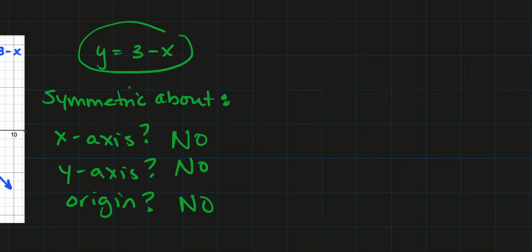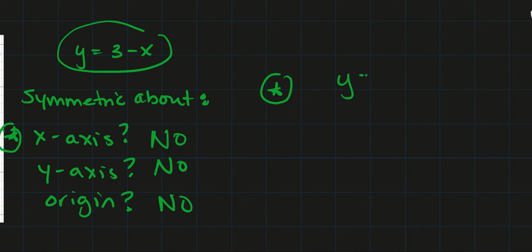Let's start with the x-axis. I'm going to start this one. So to check if something is symmetric about the x-axis, what do we do? We plug in negative y for y. So if you plug in negative y, this is what we started with. Plug in negative y.